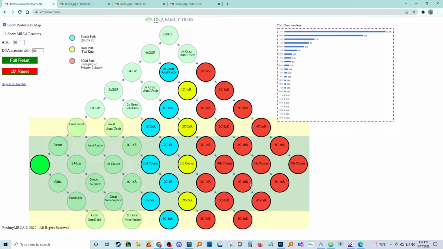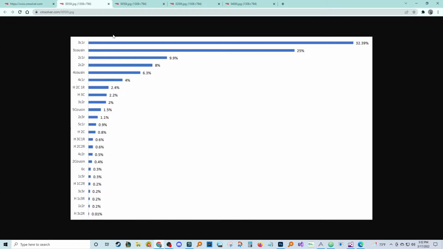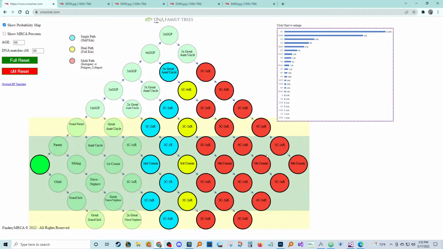But when you say, okay, look, there's all these in green, where do I look? You look at the chart, and I would look in this order: 32%, 25%. I wouldn't be looking at 0.1%, 0.2%, 0.3%, 0.4%, 0.5%, 0.6%. These others are in green, but it's not likely.